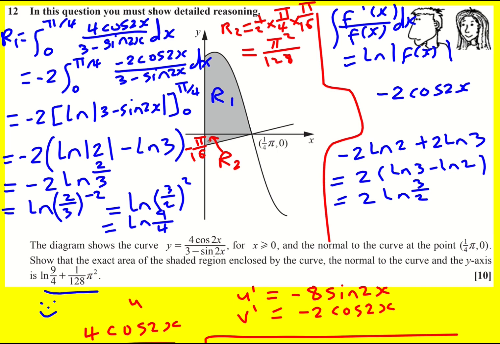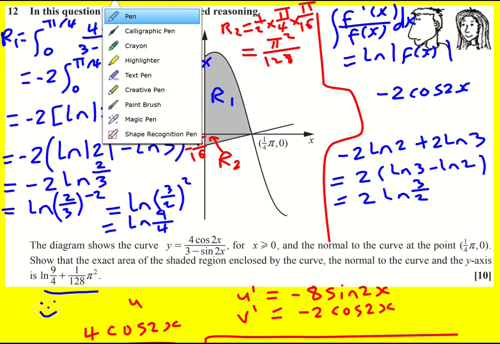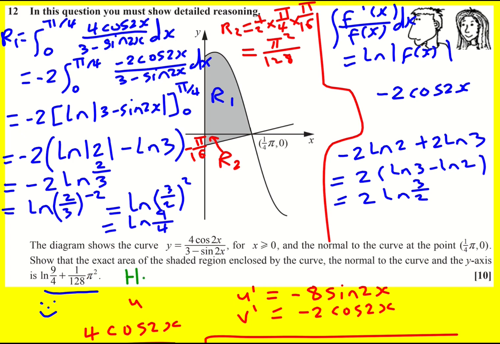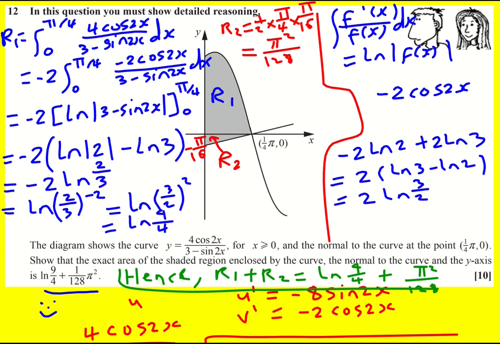So we've got this area for the R2, and we've got the blue area, ln 9 over 4. So hence, maybe I'll just write R1 plus R2 equals ln 9 over 4 plus pi squared over 128. So I kind of crossed through part of the answer, but look, I'm happy with that. Okay, well done. Really good question, I think, and I hope you enjoyed it.